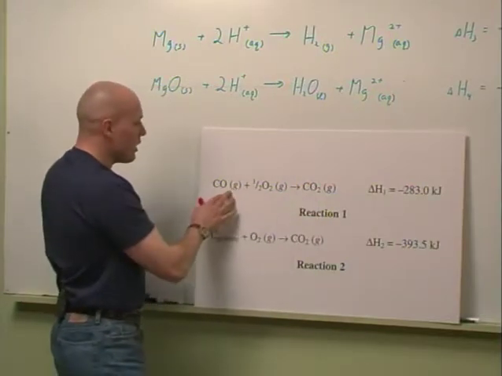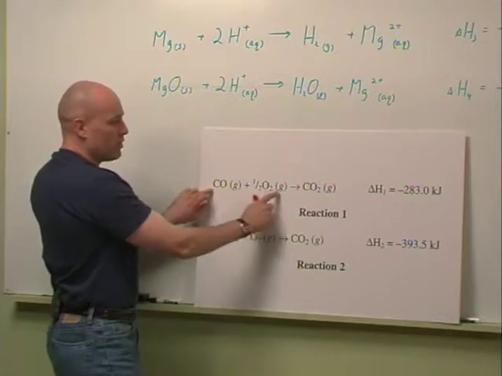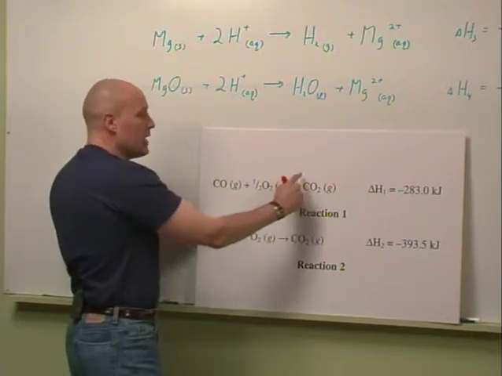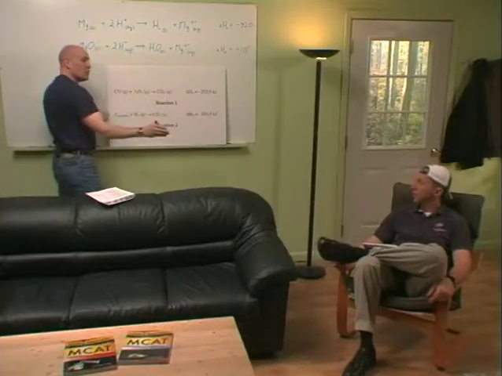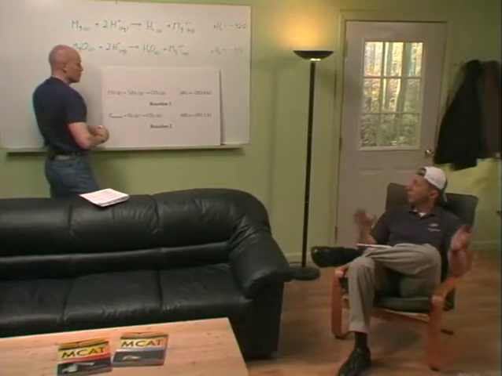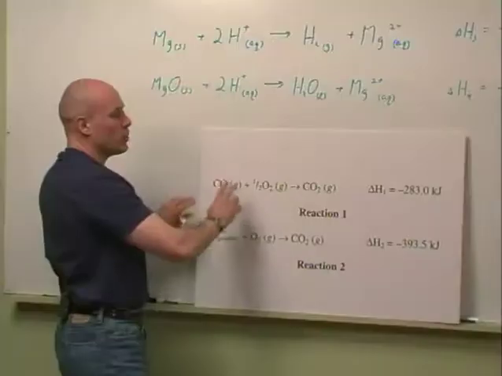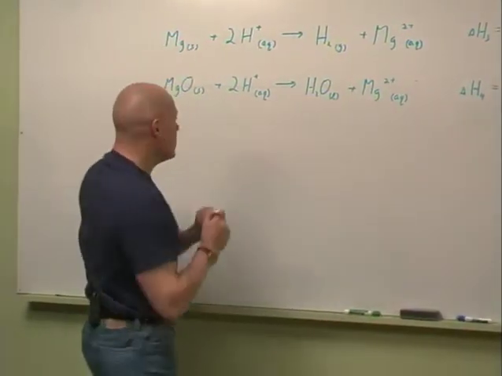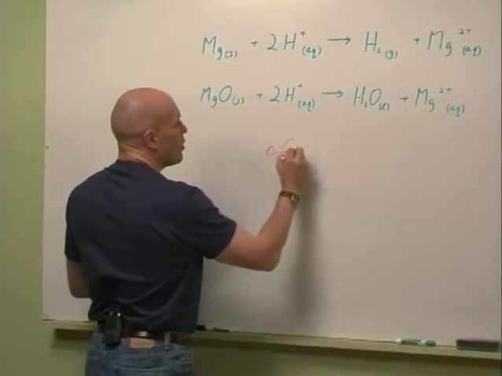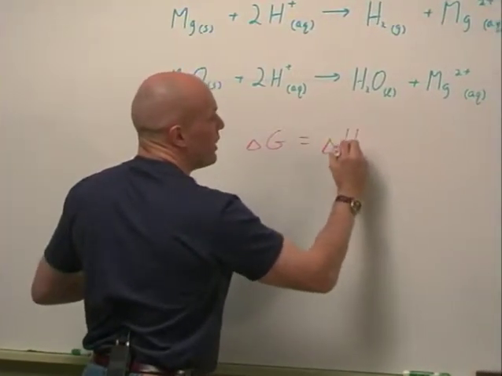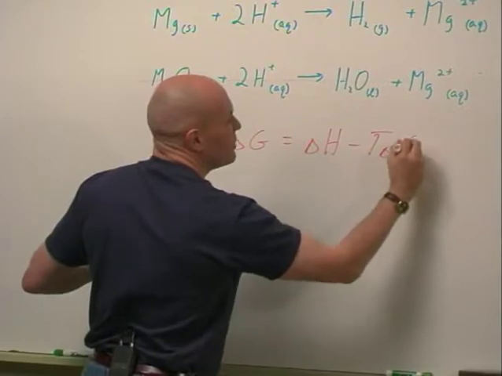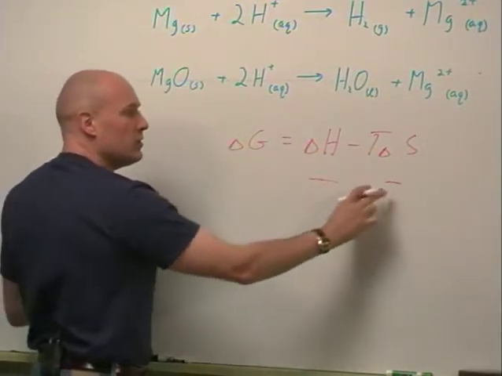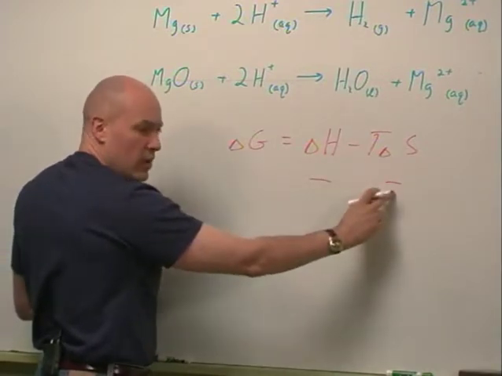If we take a look at the reaction, these are gas molecules, and here we have 1.5 gas molecules on the reactant side, and on the product side we have 1 gas molecule. What does that mean about entropy? It means it's decreasing. We're going from more gas molecules to fewer. So we have a negative entropy and a negative enthalpy, and we look at this equation, delta G equals delta H minus T delta S. Delta S is negative, delta H is negative. If delta S is negative, minus a negative number is a positive.